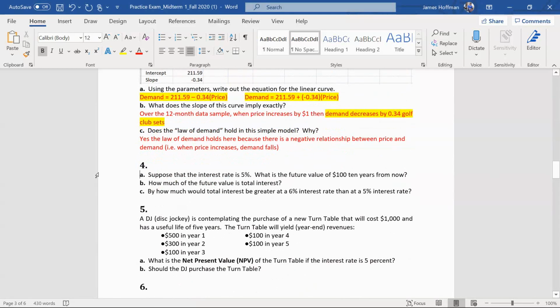All right, so it seems like we're okay so far. Let's go on to number 4. Number 4 and 5 are just quick net present value ones. So we did some like this at the end of that exercise.